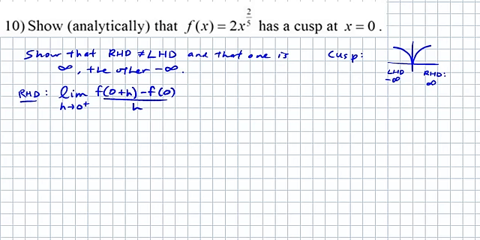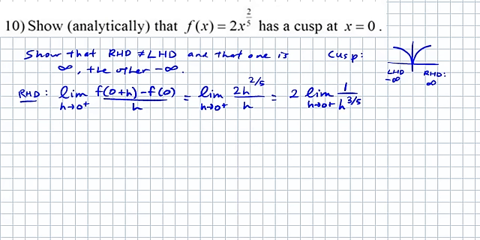Here it is. Okay, plugging in for the functional values, I end up with the limit as h goes to 0 from the right of 2h to the 2/5 over h. So then I end up with 2 times the limit as h goes to 0 from the right of 1 over h to the 3/5.